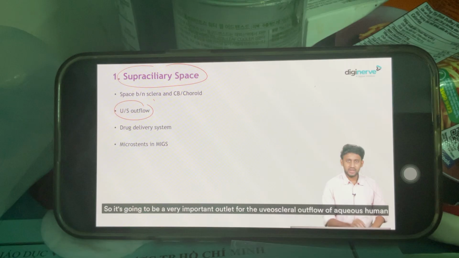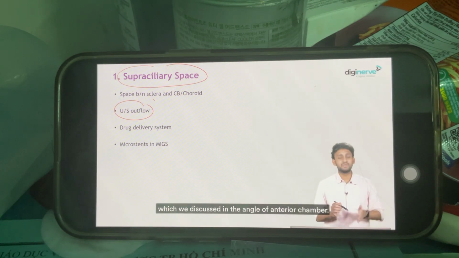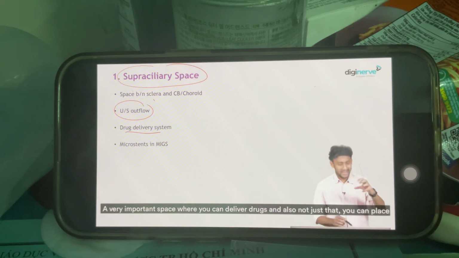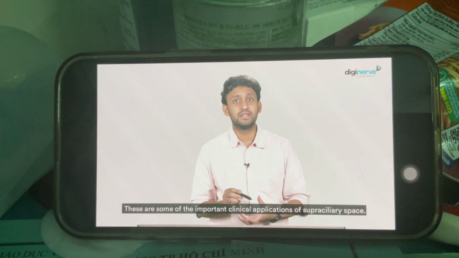Okay, so it's going to be a very important outlet for the uveoscleral outflow of aqueous humor, which we discussed in the angle of anterior chamber. A very important space where you can deliver drugs, and not just that, you can place microstents in minimally invasive glaucoma surgeries as well in the supraciliary space. These are some of the important clinical applications of supraciliary space.